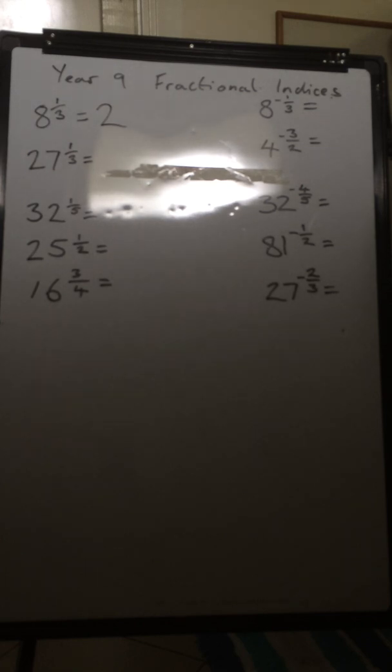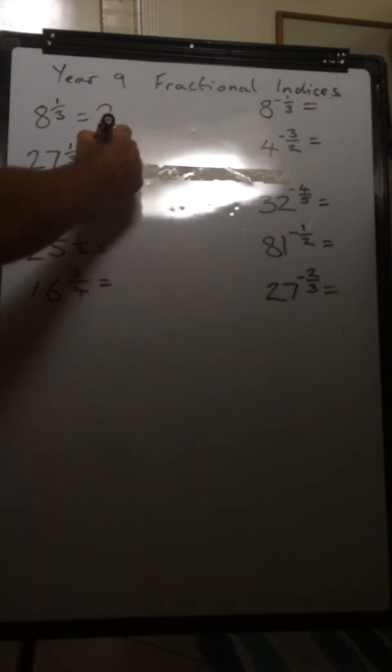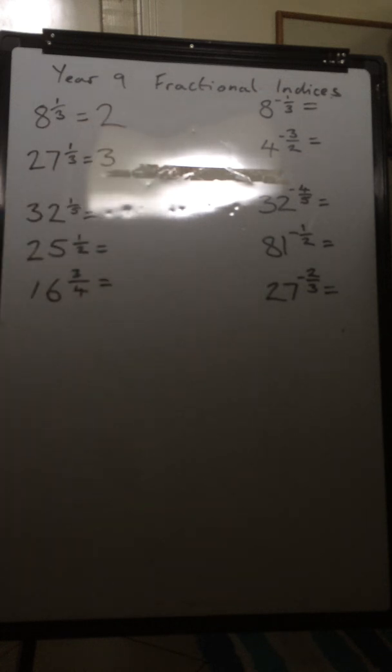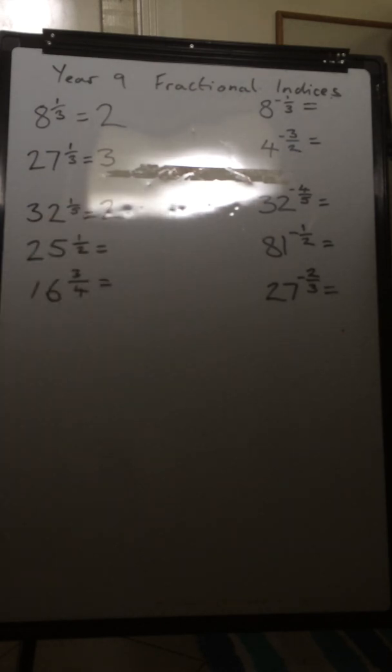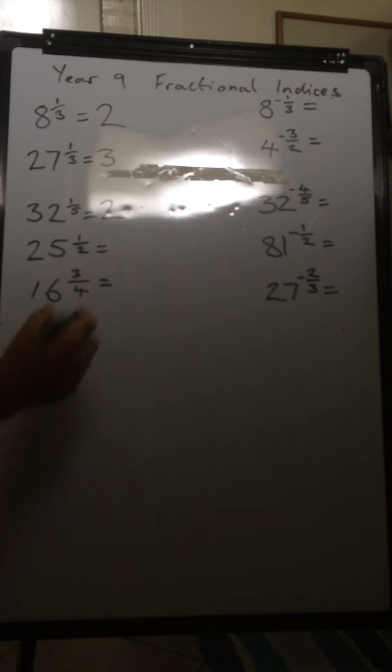Next question. What is the cube root of 27? 27 to the power of 1/3, what is the cube root of 27? The answer is 3. In the next question, 32 to the power of 1/5, it's asking what is the fifth root of 32? In this case, we have the number 2. This question here, really easy. The next question, what is 25 to the power of 1/2? It's asking what is the square root of 25, and the answer is 5.